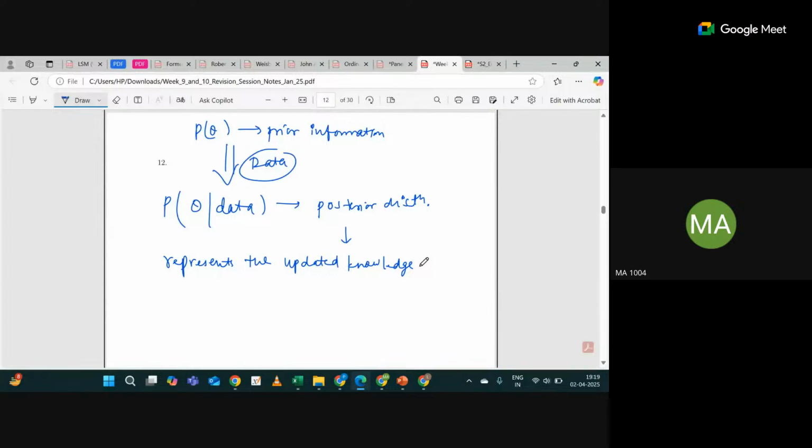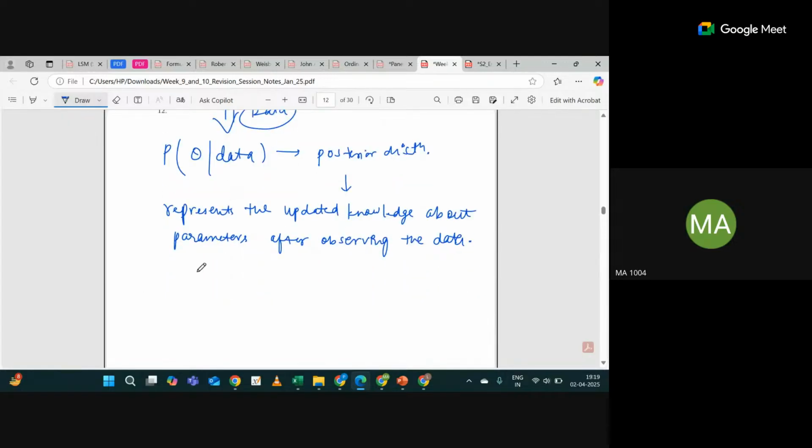Updated knowledge or updated information about what? About the parameter theta, right? After observing the, what should I write as the next term? Data. Correct. So after observing the data, this is called the posterior distribution. Let me write the Bayes theorem, then I will come to how to calculate this.